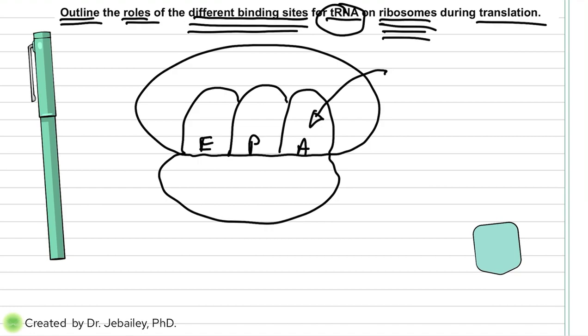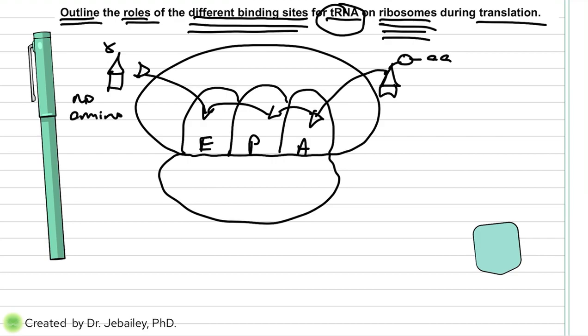Usually it will arrive at the A, and then it will shift to the P, and then shift to the E, and then it leaves. But it would arrive with an amino acid, and it would leave without an amino acid. So here I will label the amino acid, and here I will say no amino acid. Then the next thing I will do is put it step by step. Even though it says outline here, I can draw the steps. So first I would mention that there are 3 sites, the A, P, and E, and that's where the tRNA will arrive.